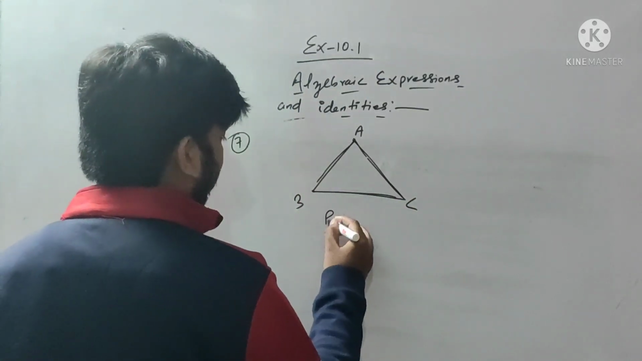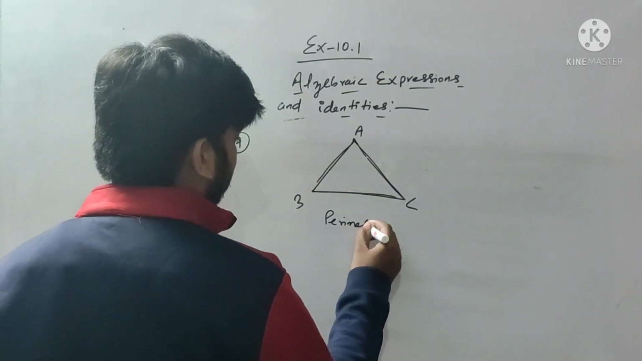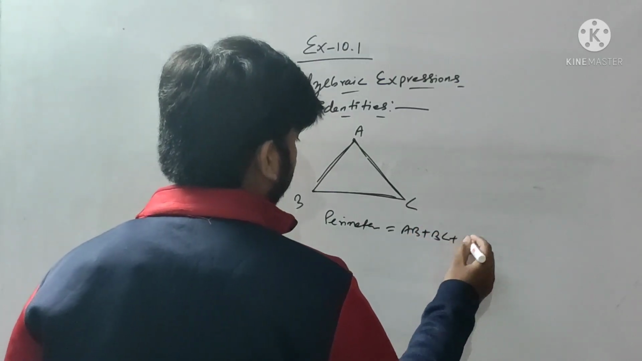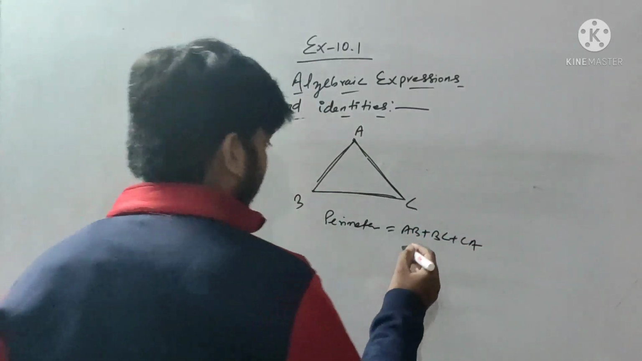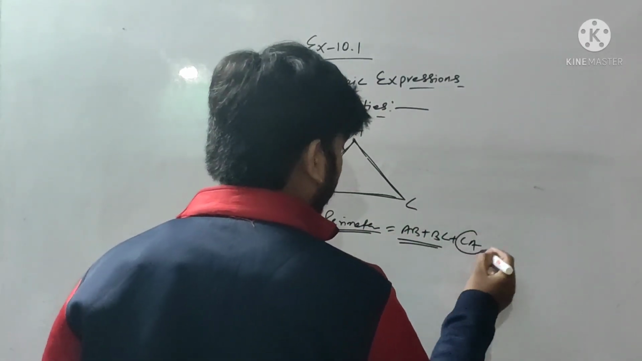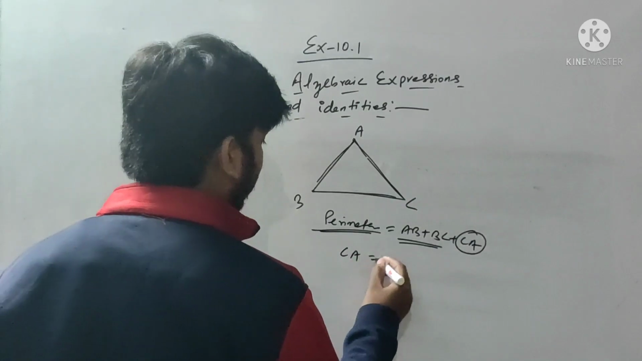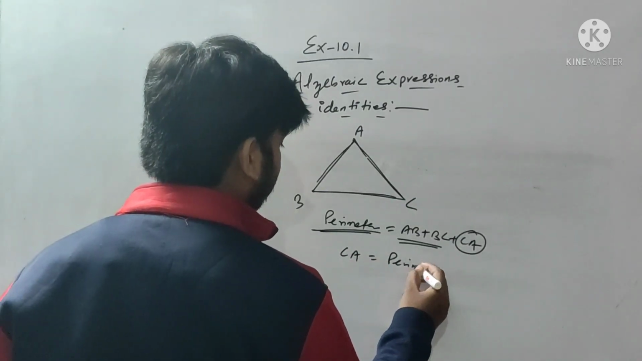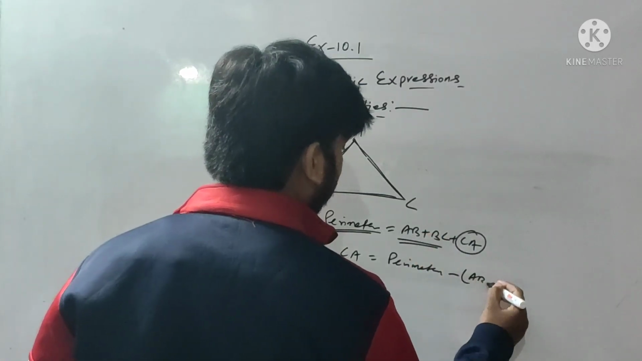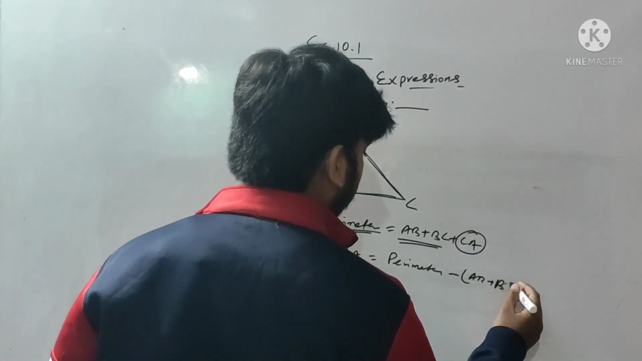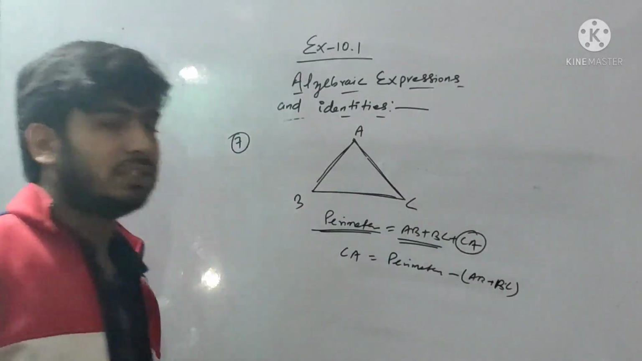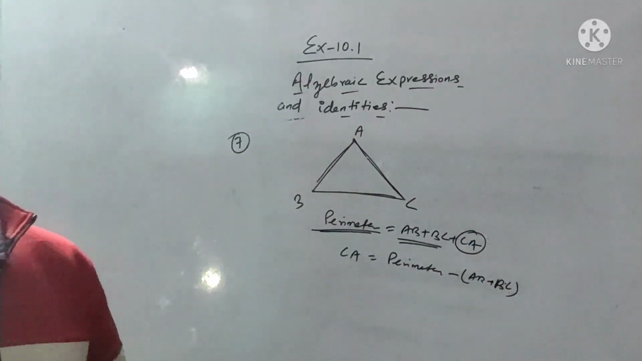If you need to find out the perimeter, so what will be the formula for perimeter? That is AB plus BC plus CA. So here the perimeter is given and two sides are given. We need to find out the third side. So CA will be perimeter minus AB plus BC. Okay. So on the basis of this concept, we will do the question number 7.